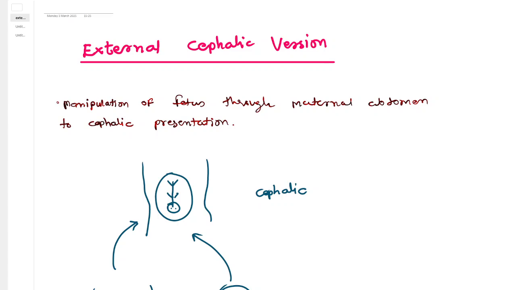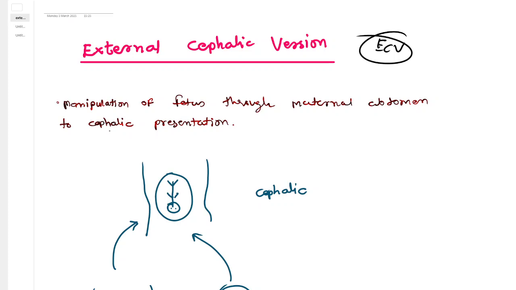Alright, so hello everyone. In this video, we are going to discuss external cephalic version. In short, it's called ECV. Okay. Now, what is ECV? That means it is a manipulation of the fetus through the maternal abdomen to convert to the cephalic presentation. Alright, so cephalic version is intended to rotate the baby into a favorable condition called vertex presentation.